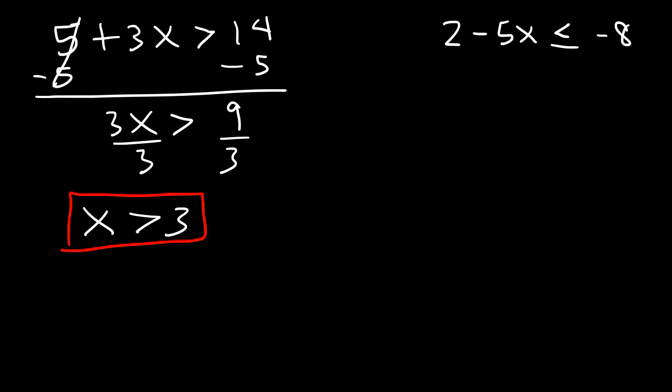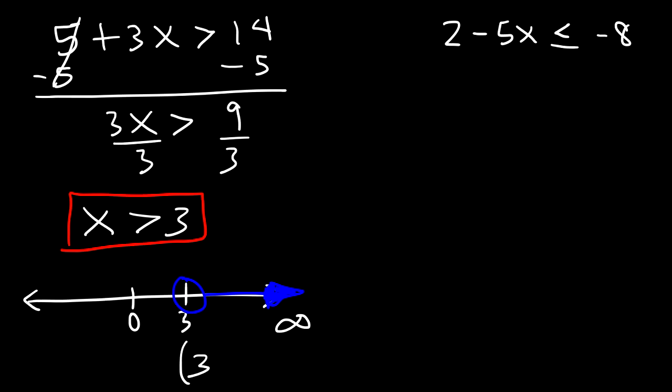Now once you get this answer, represent it in two ways, using a number line and using interval notation. So because x is greater than 3, we're going to shade towards the right. And it doesn't equal 3, so we're going to use an open circle. So in interval notation, it's from 3 to infinity.